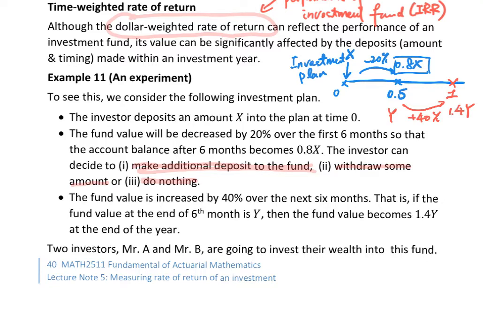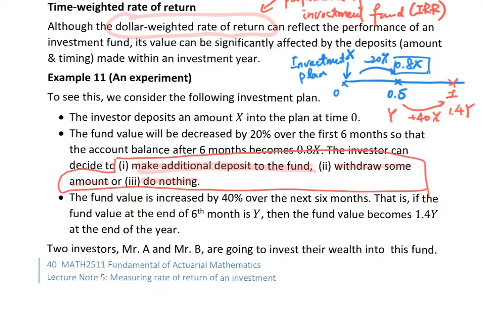Now what I'm going to do here is make use of the dollar weighted average return to measure the performance of this investment fund. And we will try to argue that this dollar weighted return depends not just on the performance of the fund, it also depends on what the investor does at the end of the 6 months.